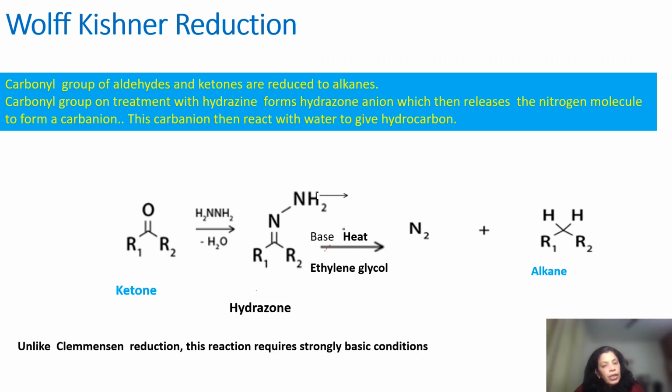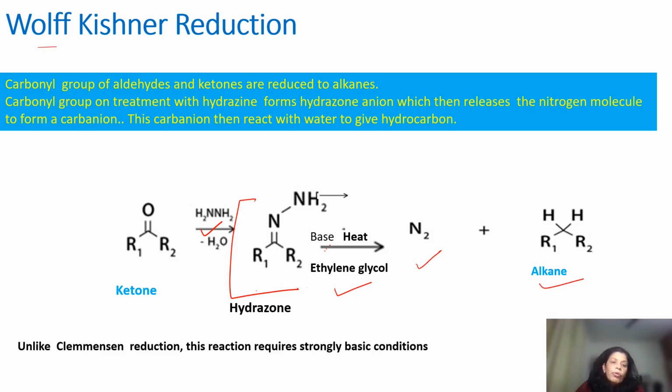Wolff-Kishner reaction is again a reduction reaction of the carbonyl group. In this case, aldehyde or ketone is treated with hydrazine, which results in the formation of an intermediate compound called a hydrazone, which on further heating with basic ethylene glycol will give rise to the corresponding hydrocarbon, and nitrogen gas is also released.